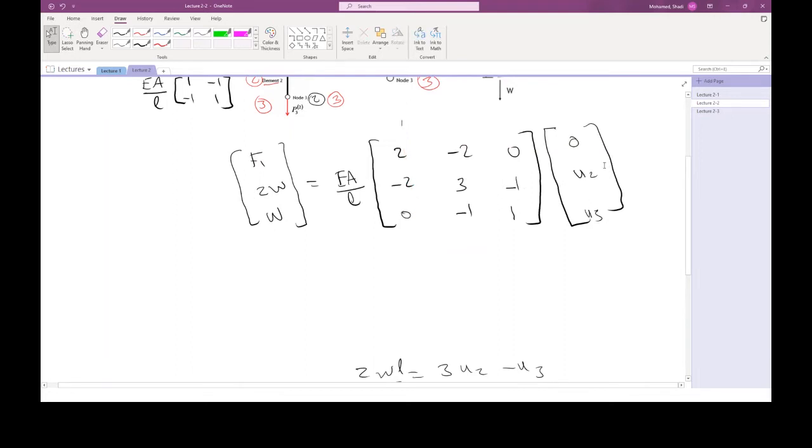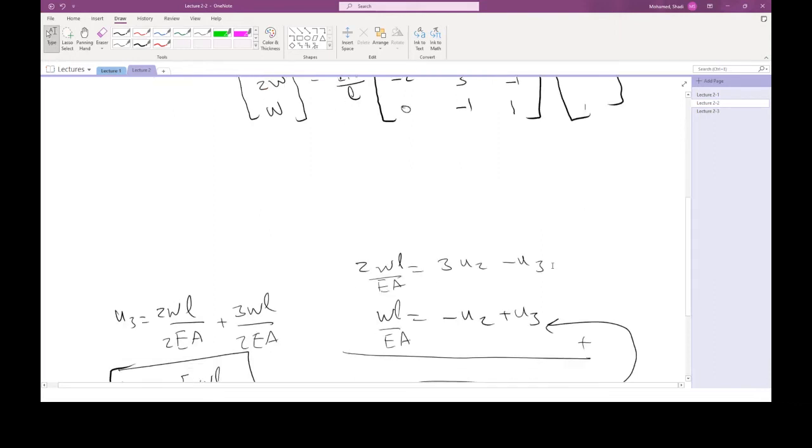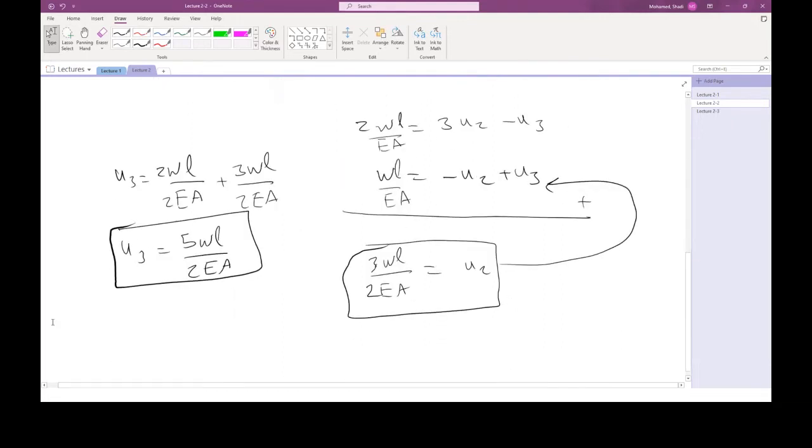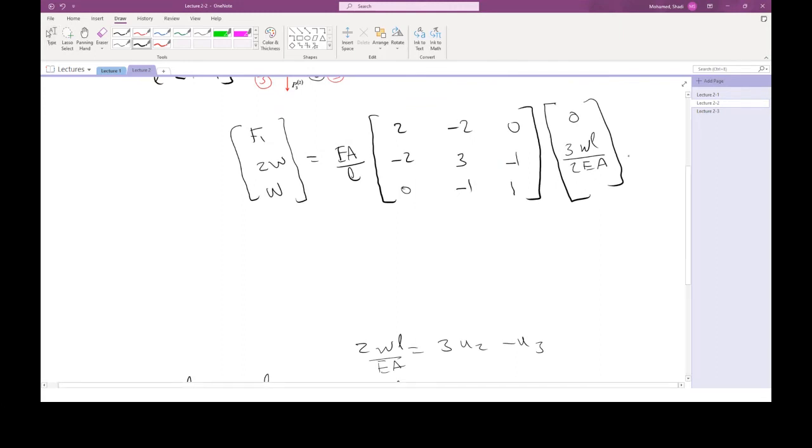And this column here, I'm just going to replace the values of U2, U3 with the actual numbers of U2 and U3. So U2 is 3WL over 2EA. And if you look into the value of U3, this is 5WL over 2EA. Just remove this bracket here for a minute. And this is still the matrix there. And now I multiply 0 with this entry, this one with this one, and this one with this one, and multiply it with EA over L. This is going to be equal to the value of F1.